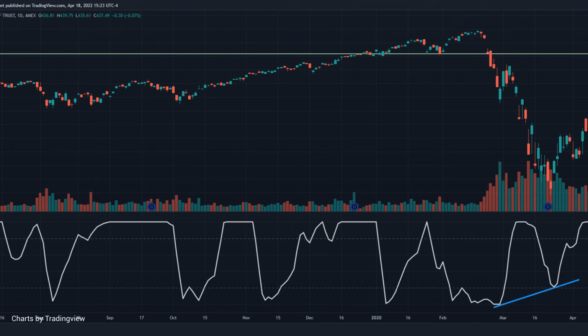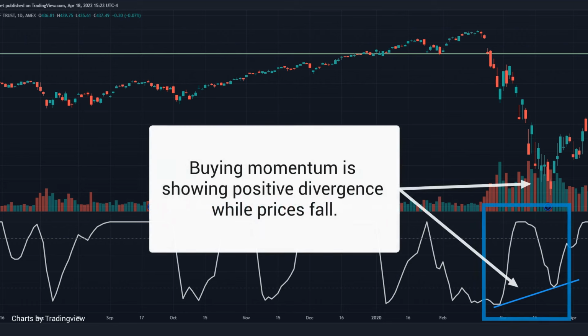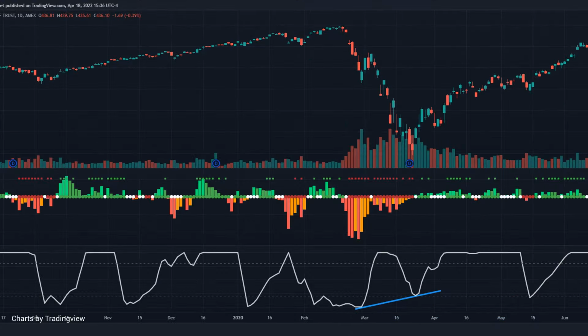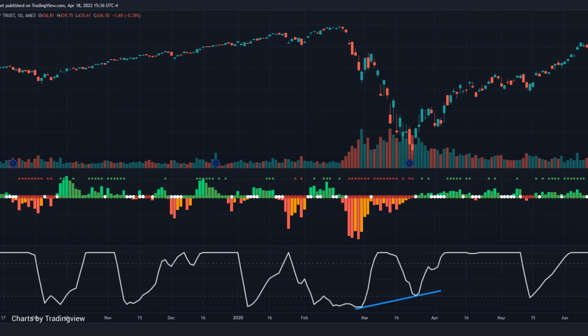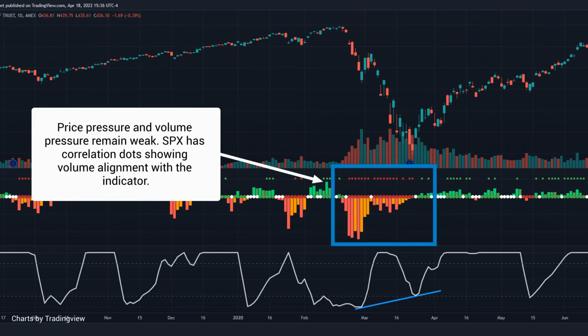As the crash accelerated, we see buying momentum begin to pick up. However, seasoned investors and traders know that analysis should never be based upon one indicator. When we add the price and volume pressure indicator that was discussed yesterday to this chart, we'll see that both volume and price pressure remained exceptionally weak.